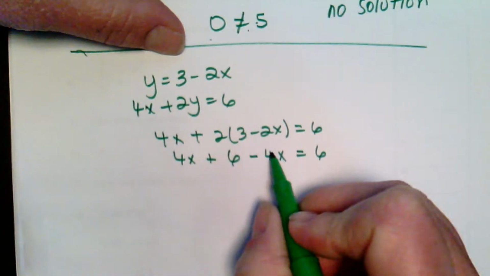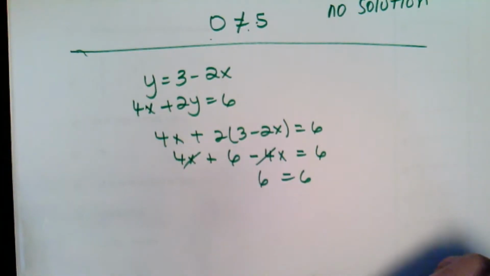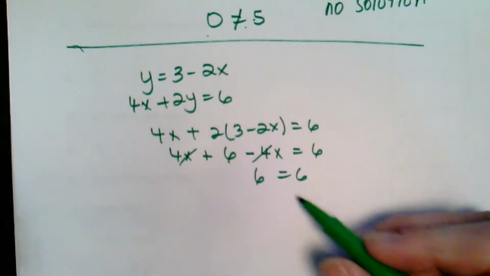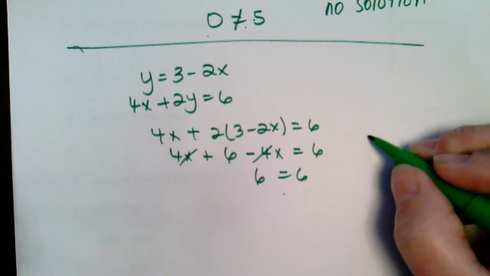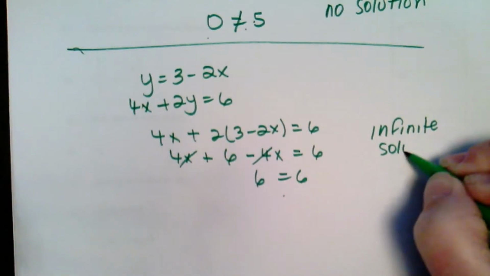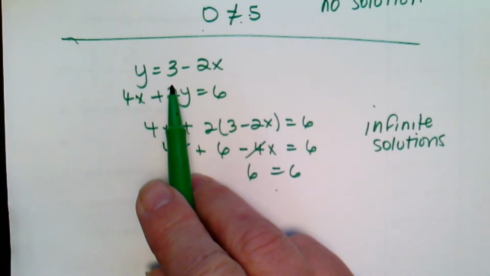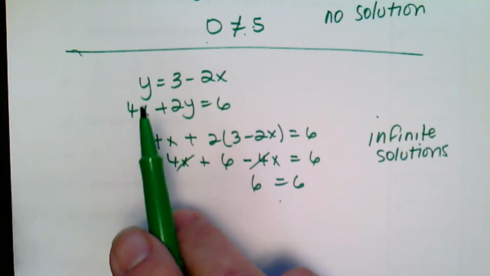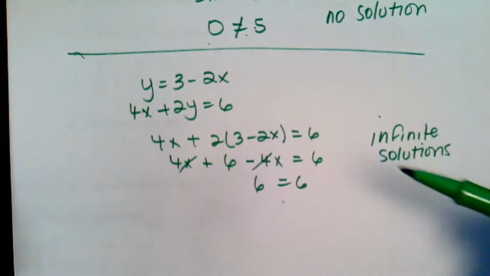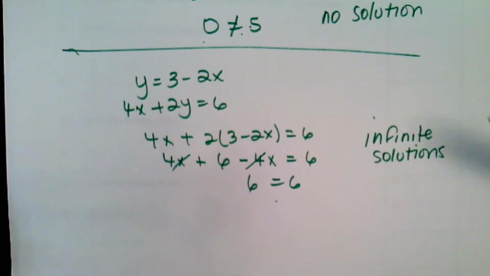Okay, this time my x's do cancel out, and I'm left with 6 equals 6. So this is a true statement. 6 does equal 6. So when this happens, it has infinite solutions, which means it could be any real number. No matter what I put in here, it will always be a true statement. So when that happens, that means it's a line that is on the same line.